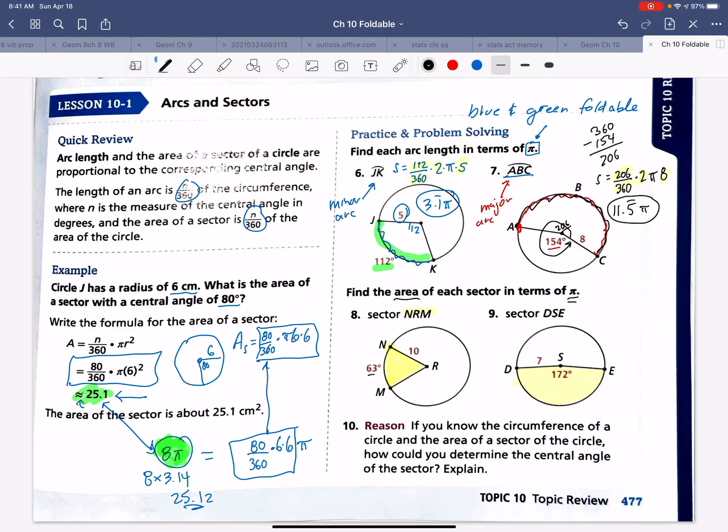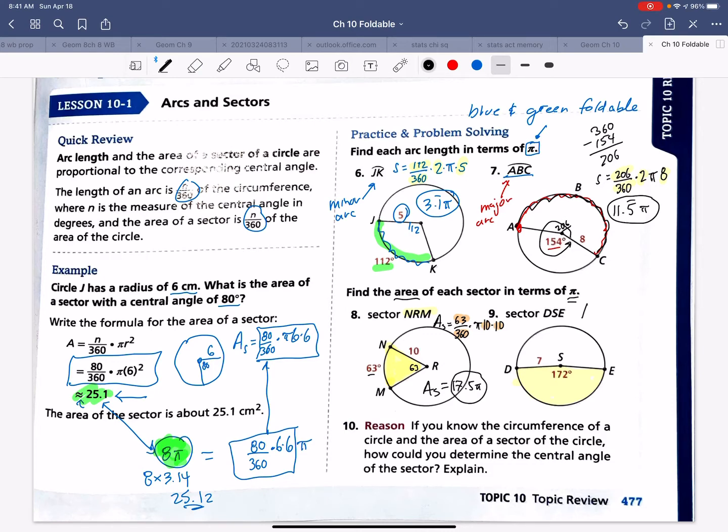So if this is 63, this is our central angle. So the area of my sector is this portion of the circle times pi radius squared, pi times 10 times 10. Now we're going to multiply just these numbers to find the area of our sector. All right, I get 17.5 pi.